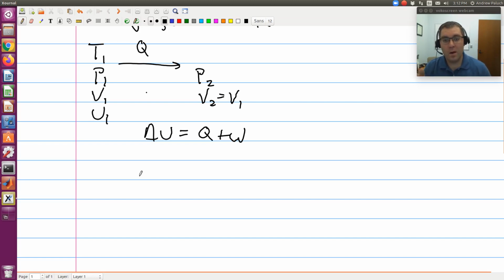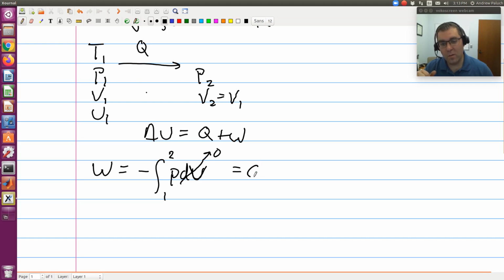So if I have boundary work, my working equation is W is equal to negative integral of P dV, integrated from my initial to my final state. Now, the key here is volume's constant. Volume's not changing. So dV is 0, so my work term is 0. My system's not expanding or contracting at all.